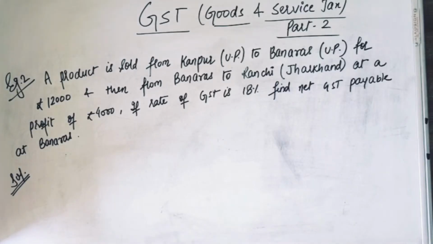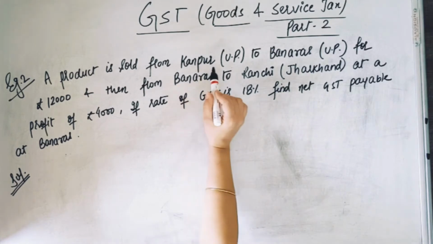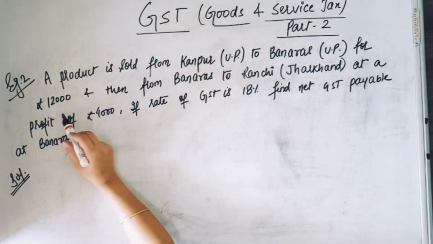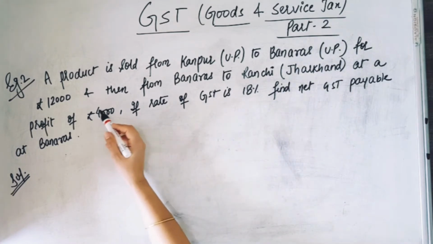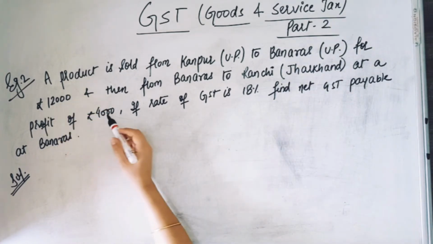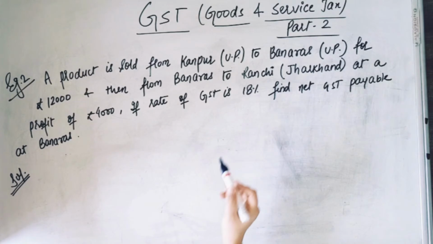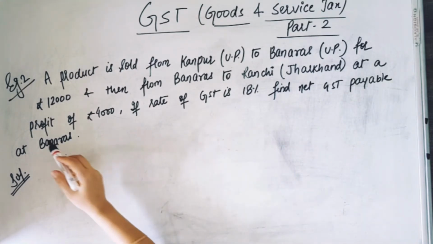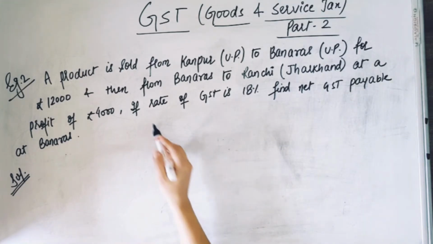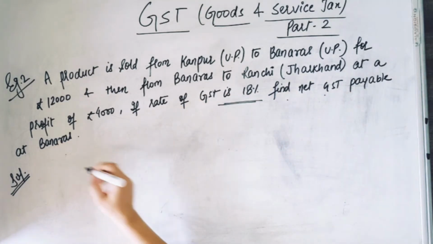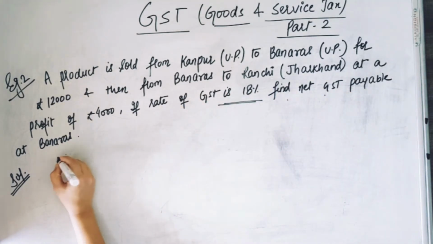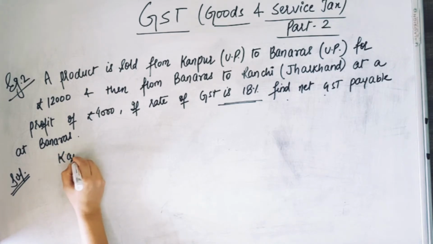So now the question is, a product is sold from Kanpur to Banaras for rupees 12,000. That means Banaras has purchased some goods, a product for rupees 12,000, and then from Banaras to Ranchi, that is Jharkhand, at a profit of 4,000. If the rate of GST is 18%, find net GST payable at Banaras. Now we'll take first condition.